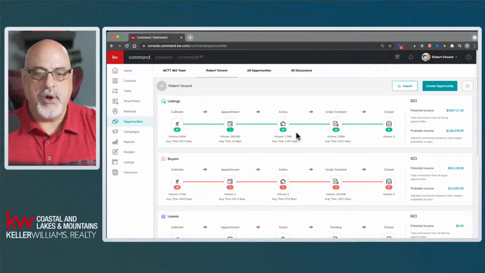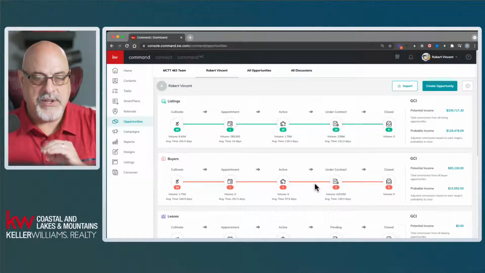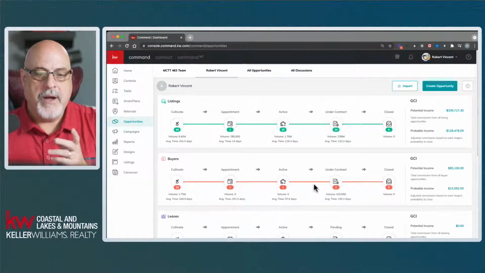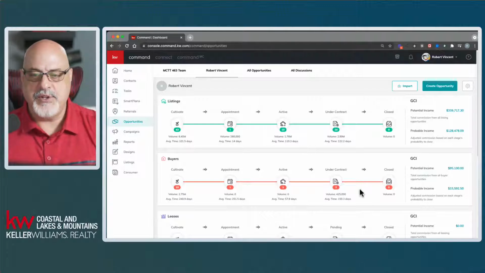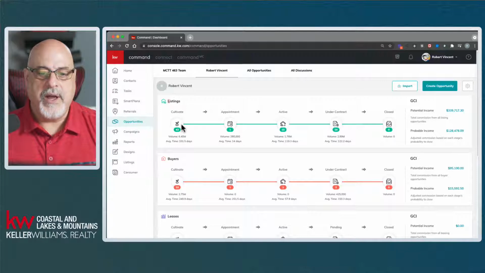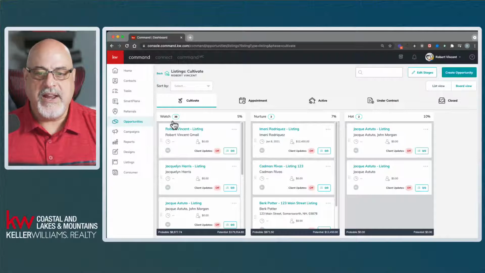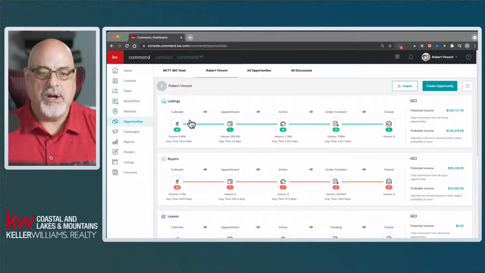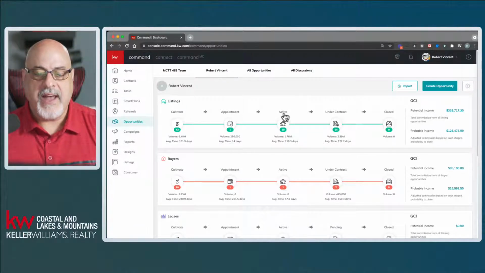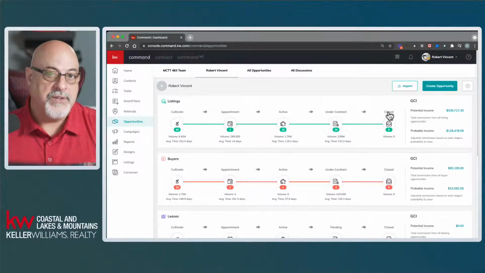So let's just focus on the listings side for a moment, because we're going to find that these 3 sections are basically the same. The kind of information that's displayed is going to be the same on all 3 of these. So let's see what we got. In the listings area, we have 5 of these different stages here, phases. So there are 5 phases of an opportunity: the cultivate phase, the appointment phase, the active phase, the under contract phase, and then the phase of closed.